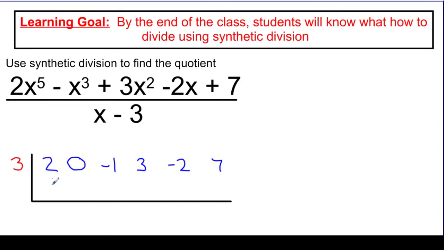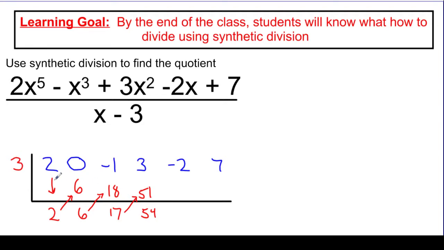So I'm going to bring down the first term. There's nothing to multiply, and I'm going to get a 2. And I'm going to say 3 times 2 gives me a 6. And that's what's going to move up. And then I'm going to keep going. I'm going to say, okay, add down the column, and I get a 6. Well, 6 times 3 goes into the next spot. That's an 18. Add down the column, and I get a 17. 3 times 17 is 51, and I can add down the column and get a 54.